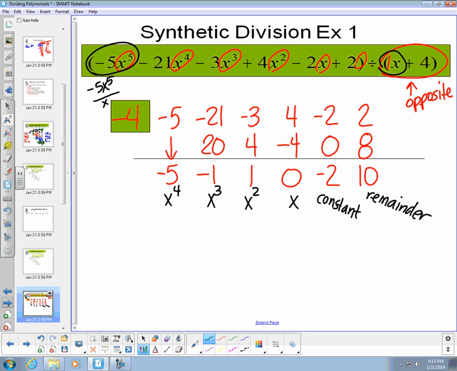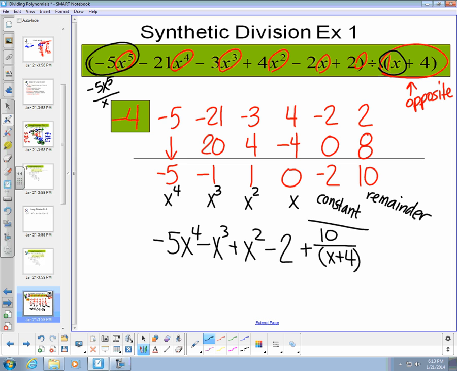So let's write this out the way it should look. So we'll have negative 5x to the fourth, minus 1x to the third, which can just be minus x to the third, plus 1x squared, plus 0x. I don't have to write the x because it's a 0 coefficient. Constant is the number by itself, so minus 2. And then my remainder, just like on long division, is going to become a fraction. So 10 divided by x plus 4. And that is my answer for the synthetic division.